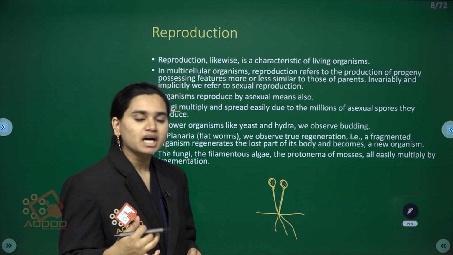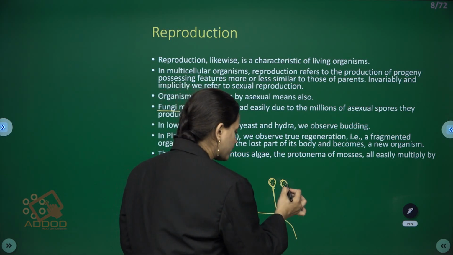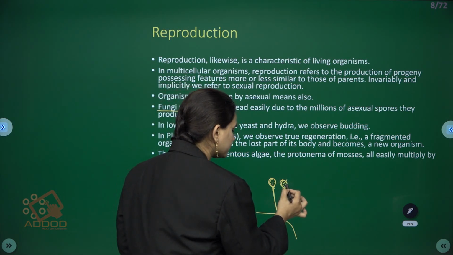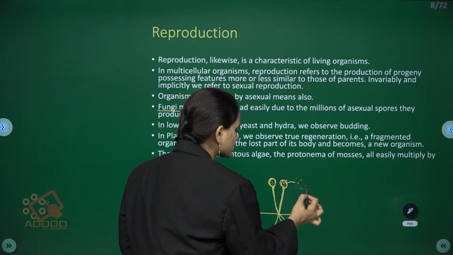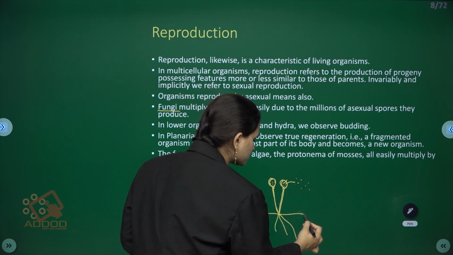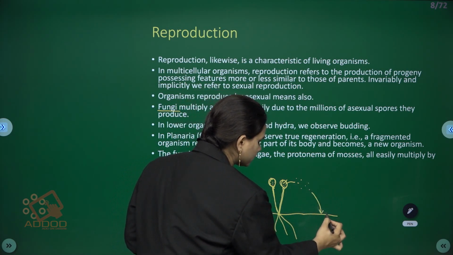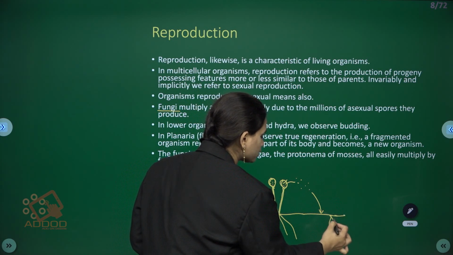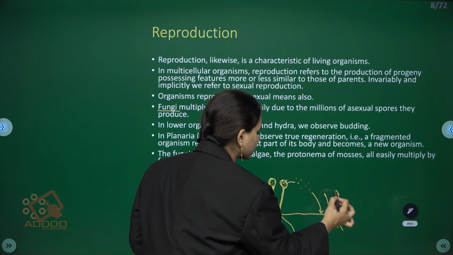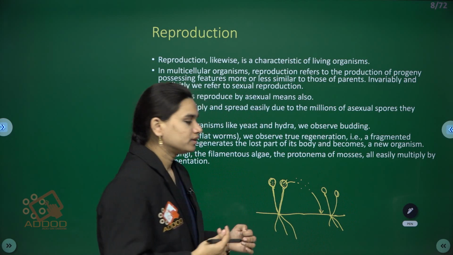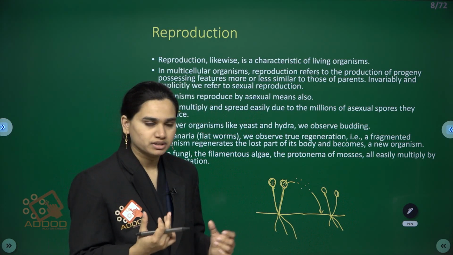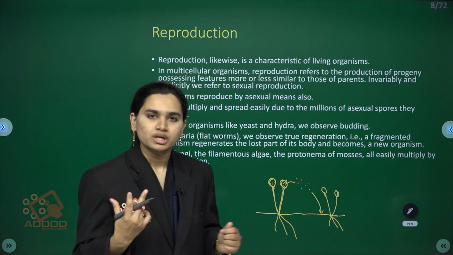Whenever the conditions are favorable, this sporangium breaks and releases these spores to the outside. And whenever these spores fall onto the ground, it results in the formation of a new fungus. So this is how asexual reproduction takes place in fungus, that is, through spores.